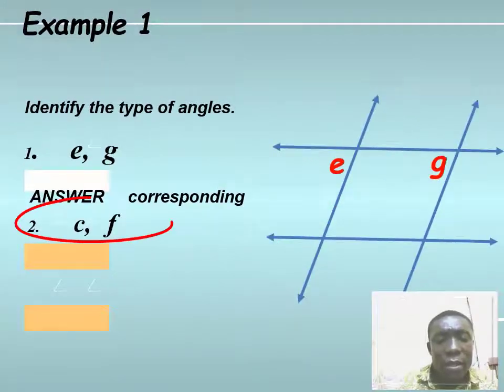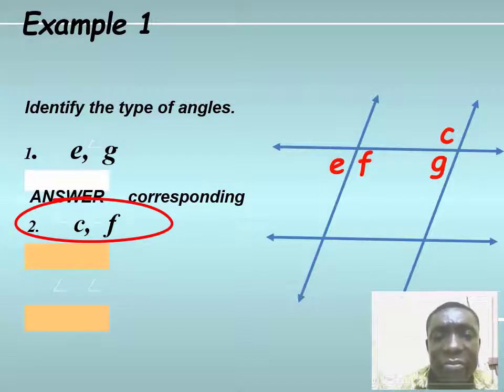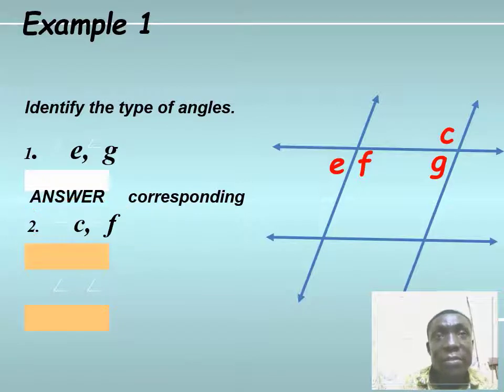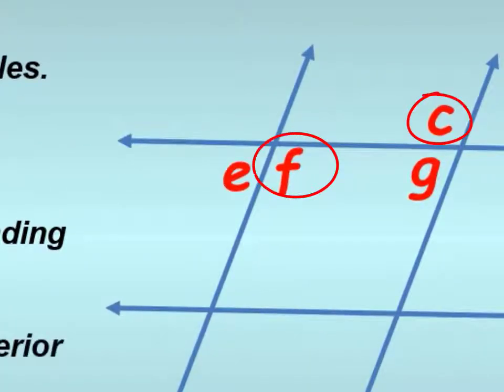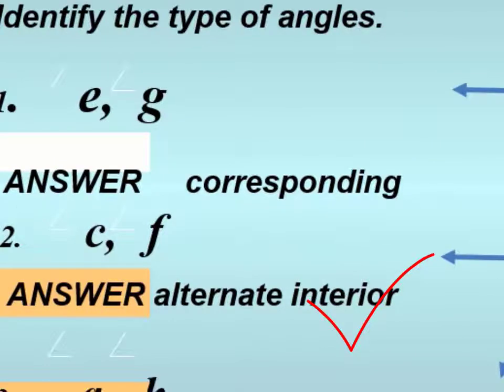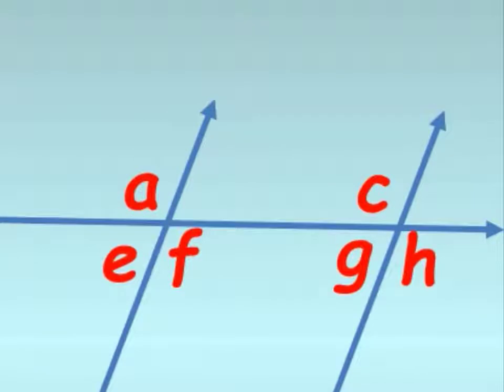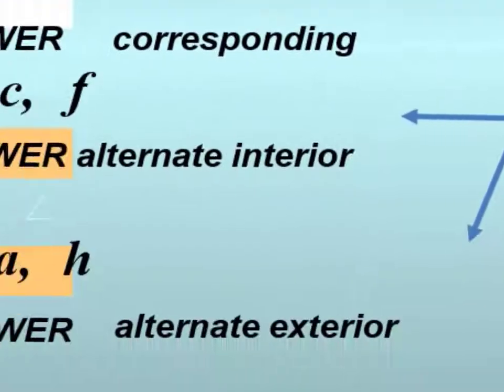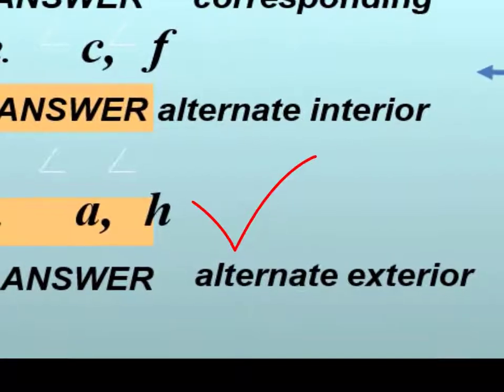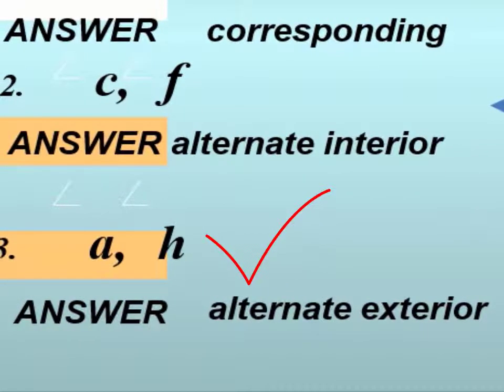Question 2: angles C and F. Look at the position of angle C and angle F. What type of angle is that? Giving you some time now. The answer is alternate interior angles. Question 3: look at the position of angle A and angle H. What angle is that? What property? The answer is alternate exterior angles. Well done. I'm sure you got almost all of them.